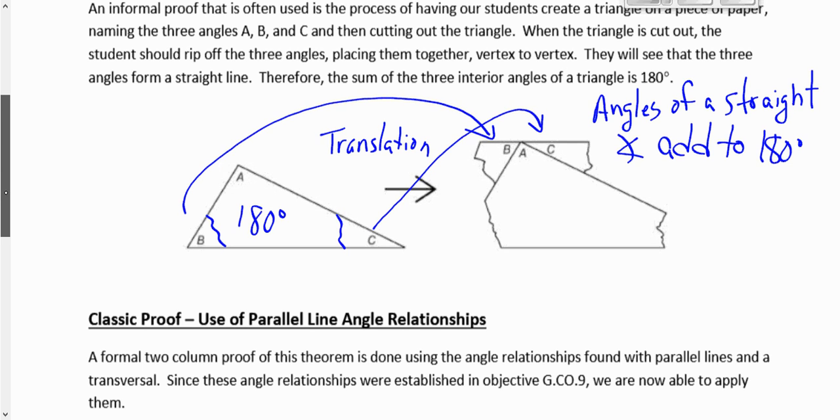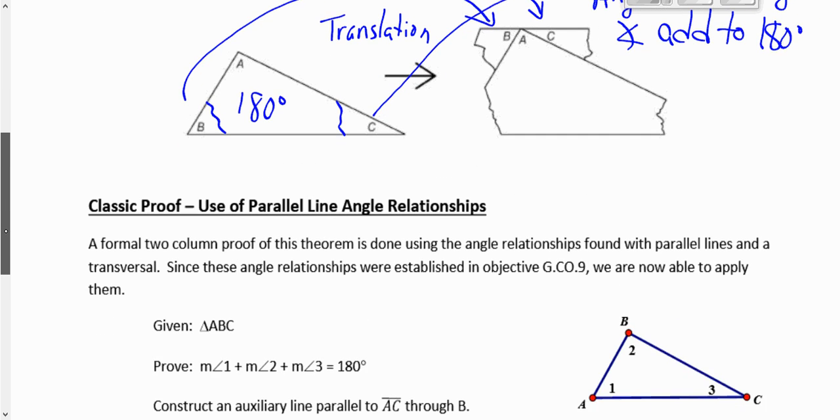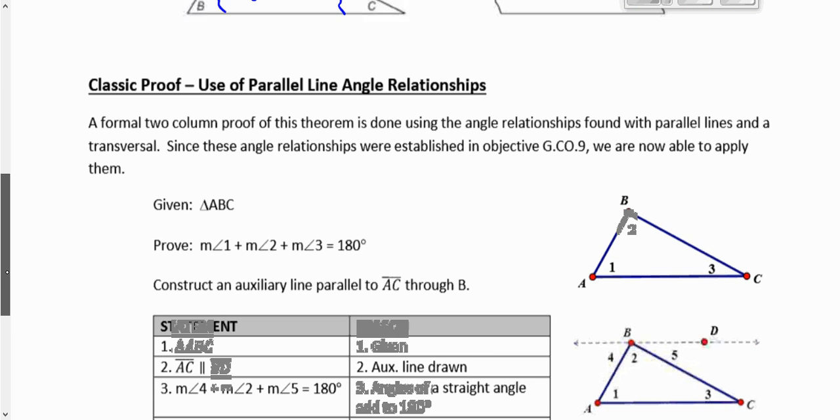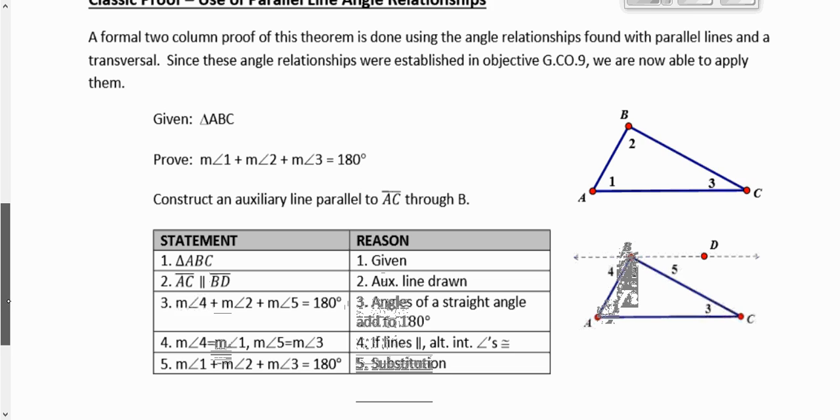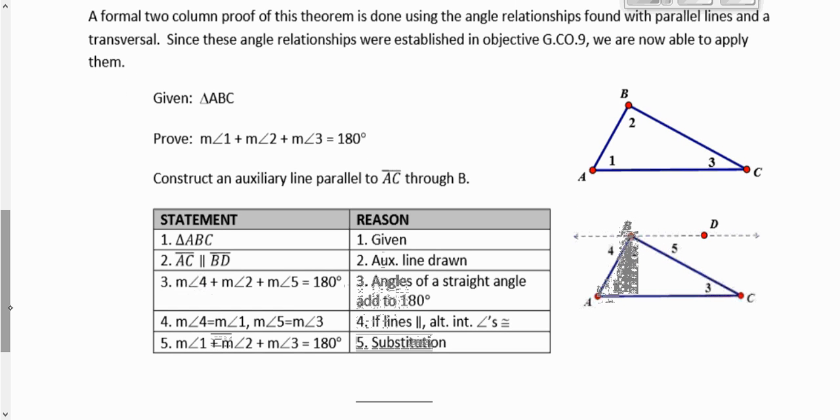Okay, so now let's look at a classic proof down here. The kind we've been doing, statements and reasons. So what are we given here? Triangle ABC, not much given, right? And what do they want us to prove? The measure of angle 1 plus the measure of angle 2 plus the measure of angle 3. In other words, they want us to prove that the angles of a triangle add to 180, right? Okay?